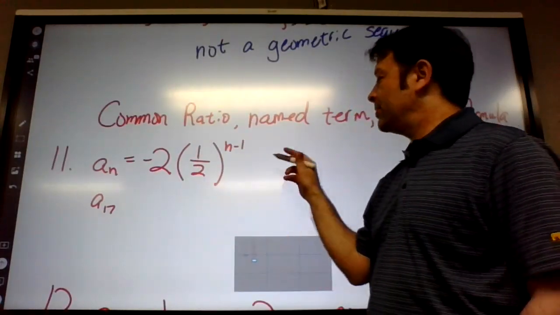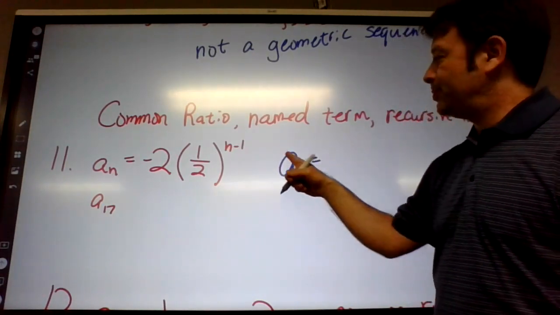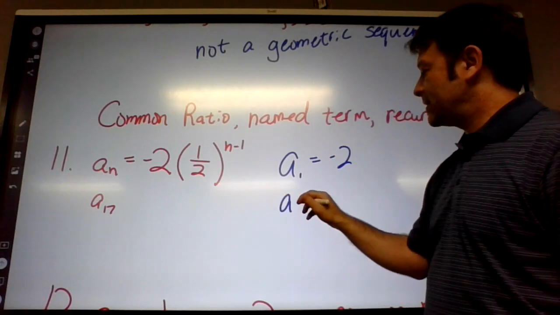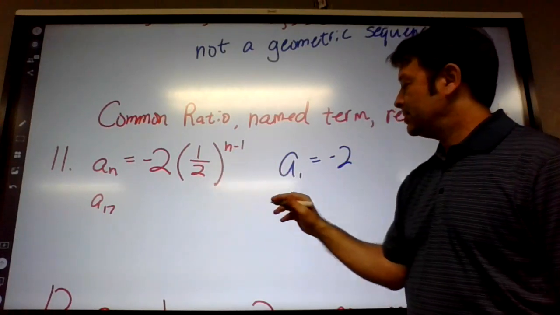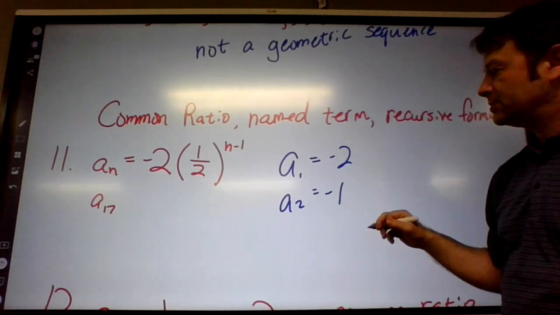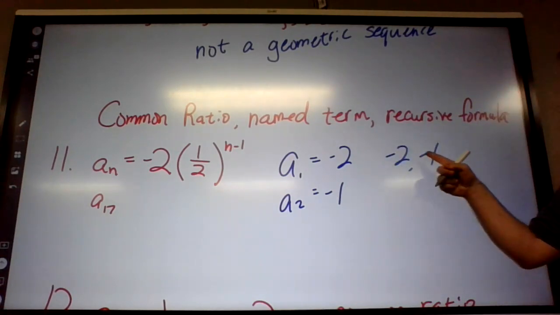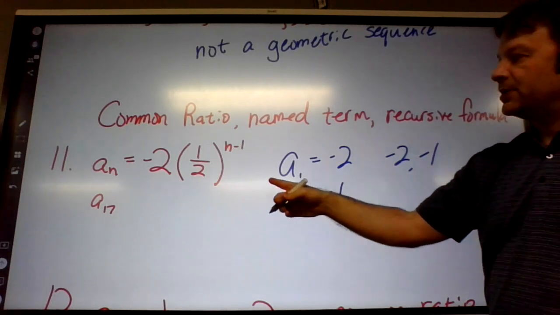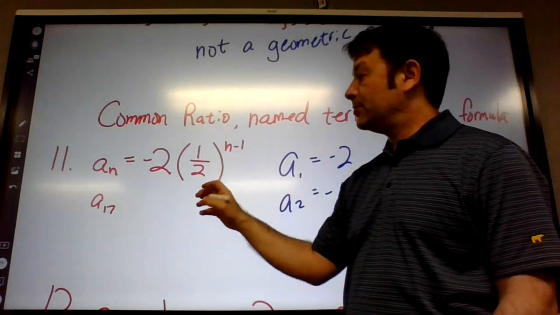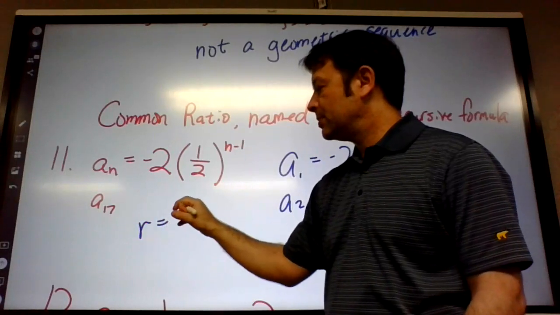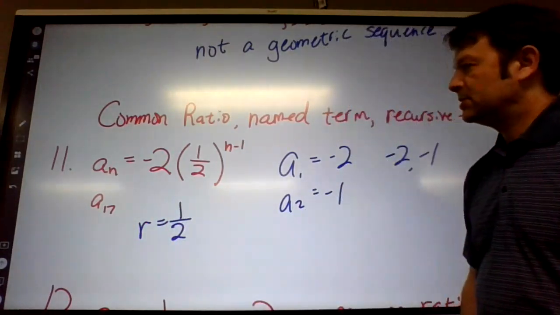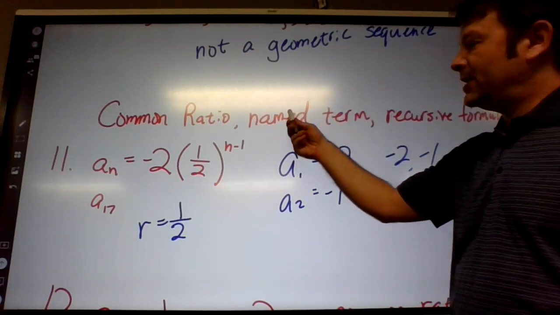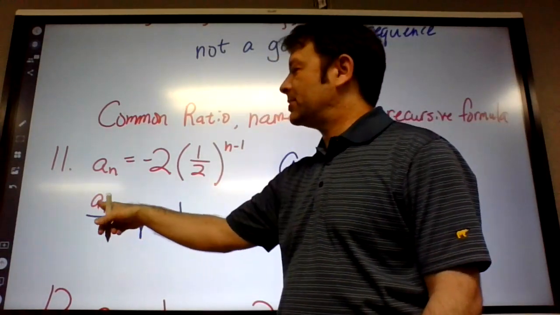If you're not sure, you can say, well, the first term, if you plug in 1, right here, you get -2. The second term, if you plug in 2, you get like -1. So you could say, how do I get from here to here? Like, what's 1 divided by 2? It's 1/2. This is the number that gets multiplied over and over. So the common ratio is a half.